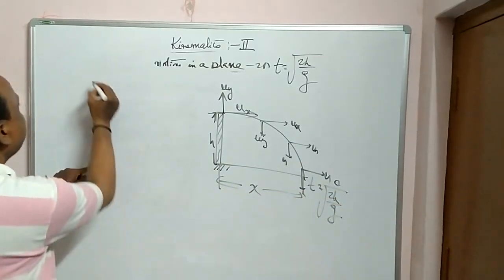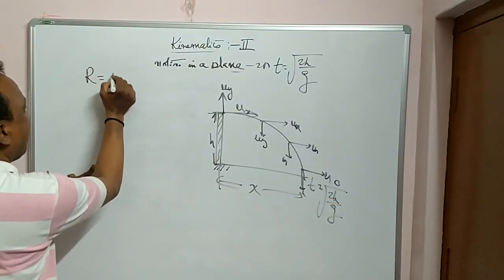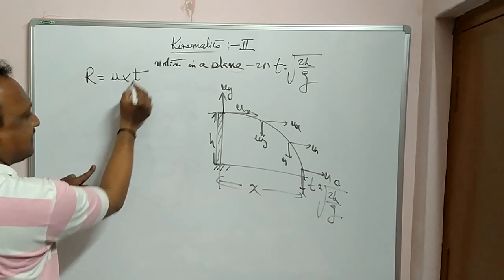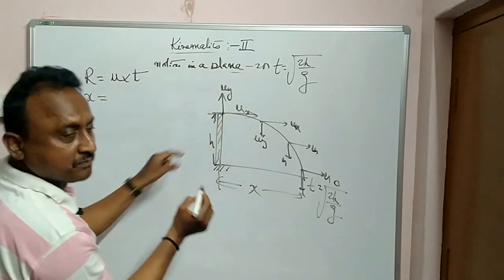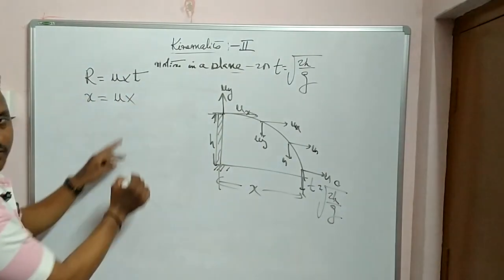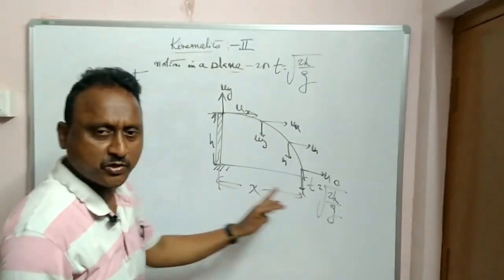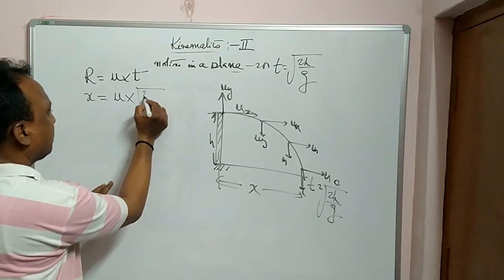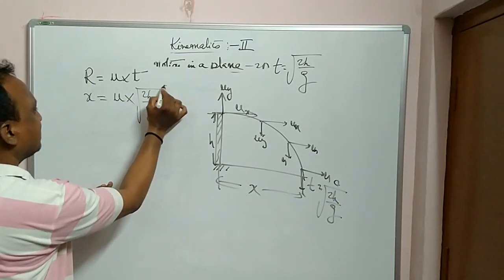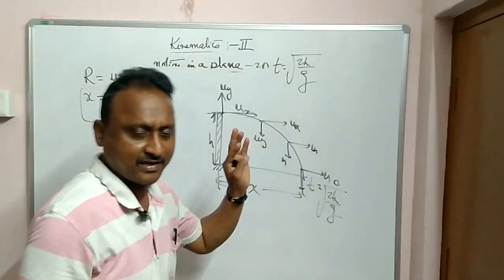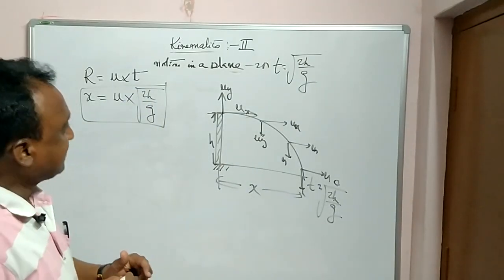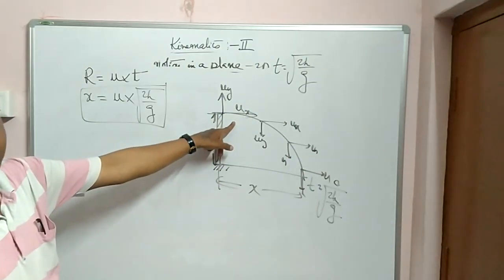What is range here? Range is equal to horizontal speed into time taken. So range x. What is horizontal speed? U, into time taken. What is time taken? Root over 2h by g. So this is the maximum range of the body before falling onto the earth's surface. So this is the horizontal projection in 2D kinematics.